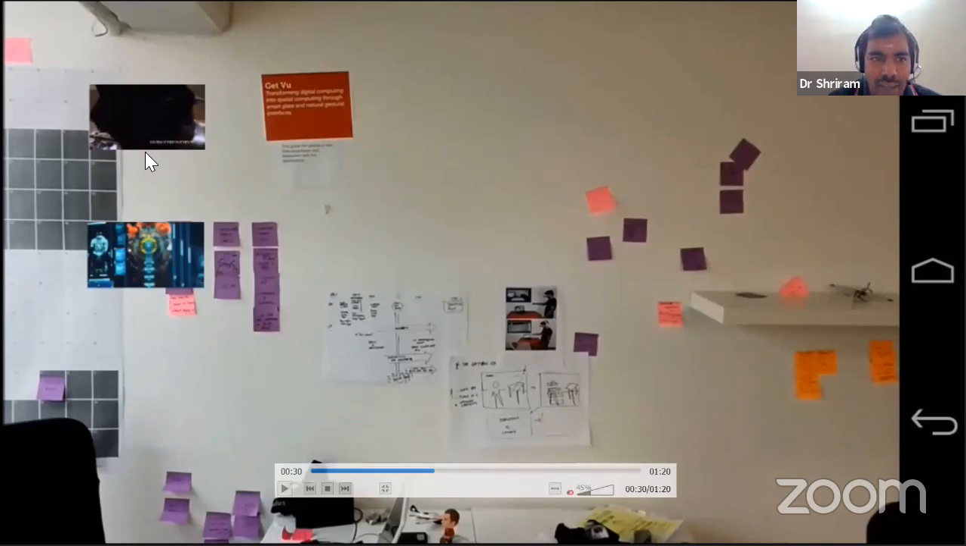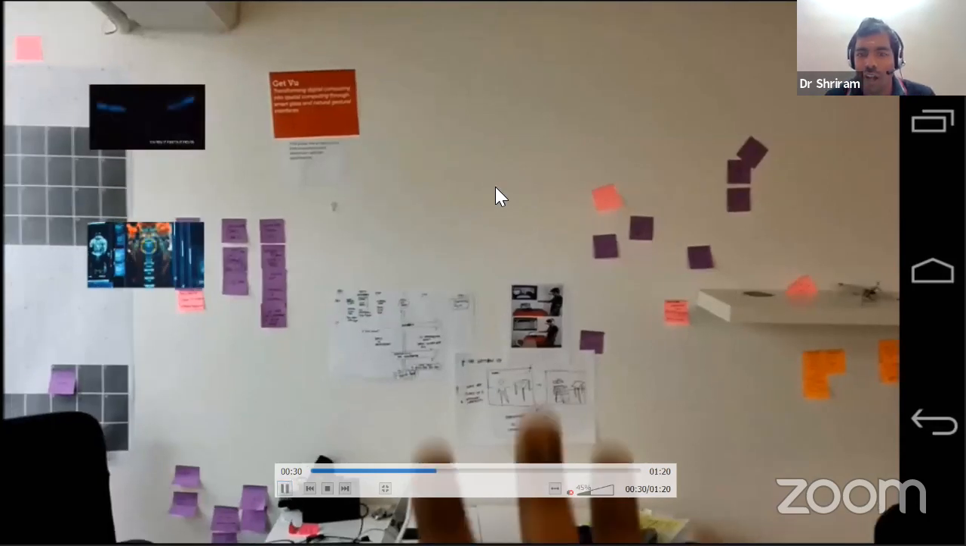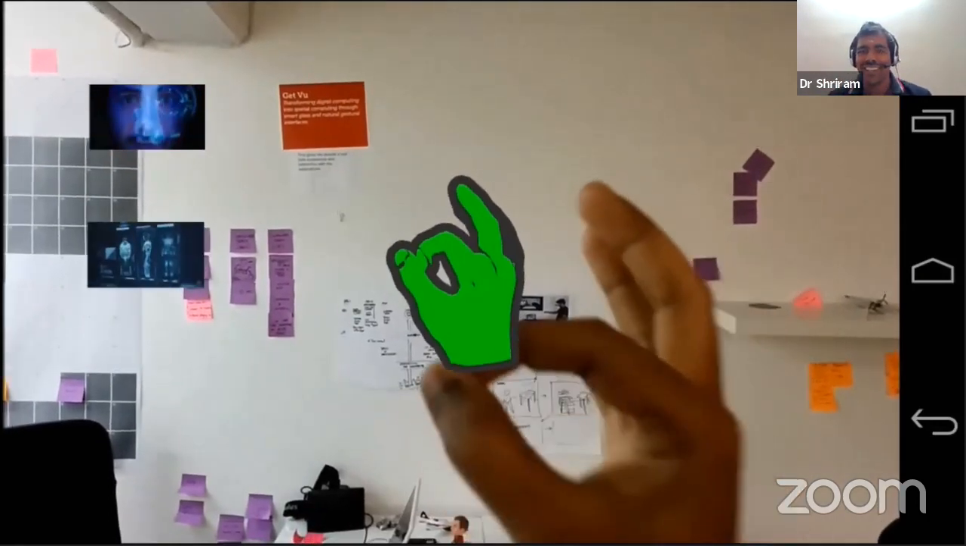On the left-hand side, I'm moving my mouse pointer out here. You can see that there is an application here, and there is another application here. But whatever the real world is, is also visible to you, right? Now, what I'm going to do is launch one of the applications.